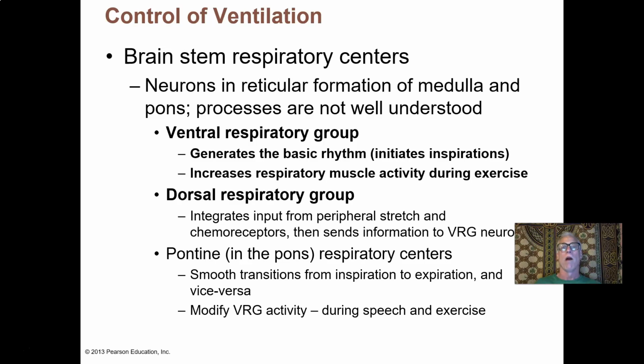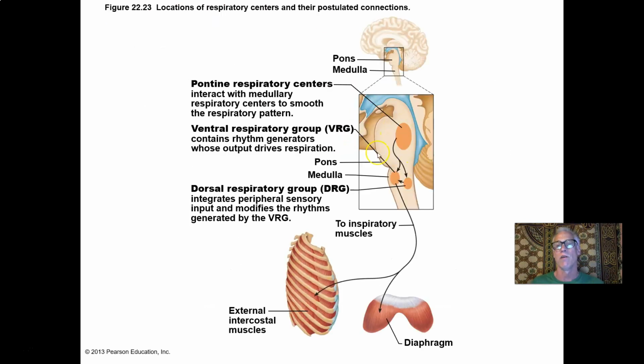So, a modifying center. If the pontine respiratory centers are damaged, there's some very ragged, unusual breathing patterns that emerge. Okay, so that's the brainstem centers, and here they're depicted in this cartoon. You can see the pons. You can recognize it by that big bulge within the brainstem. You can see the fourth ventricle and so forth. Here you can see the medulla oblongata and the VRG and the DRG, and they're wired to the muscles of respiration or ventilation.